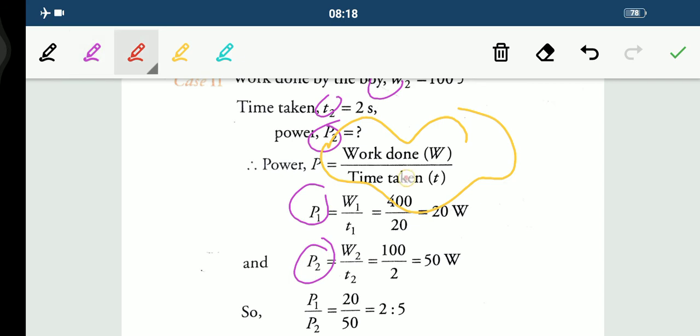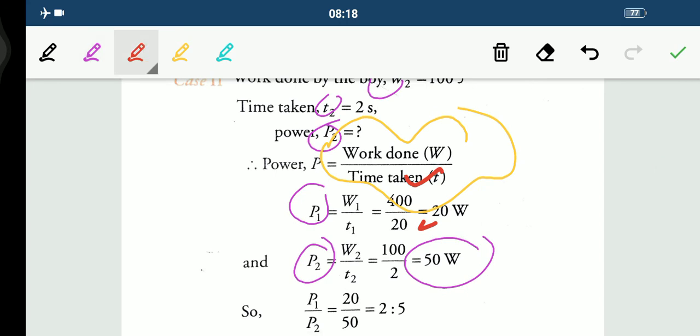That becomes 400 divided by 20 and your answer comes out to be 20 watt. Fine children. Now, similarly you can find power 2 also. How will we calculate P2? By dividing the work done of the second case by the time given in the second case. That becomes 100 upon 2 and your answer comes out to be 50 watt.